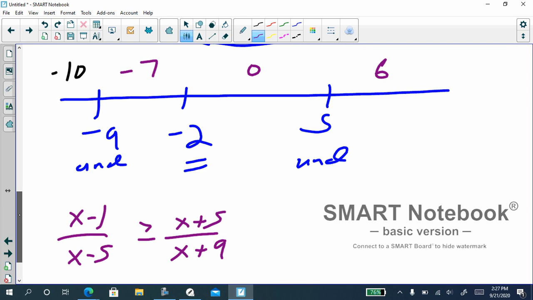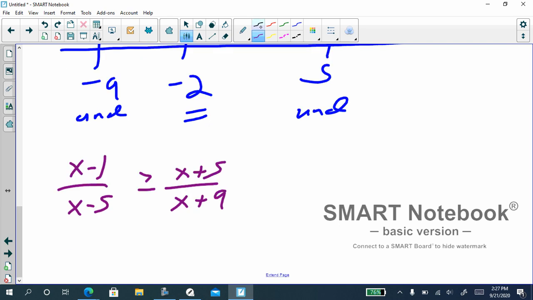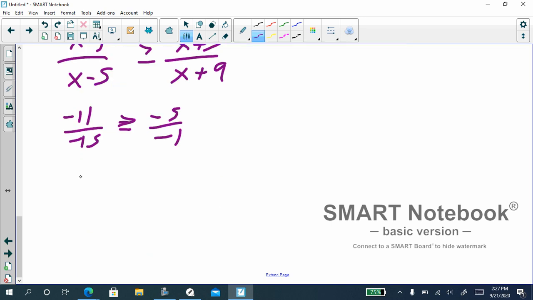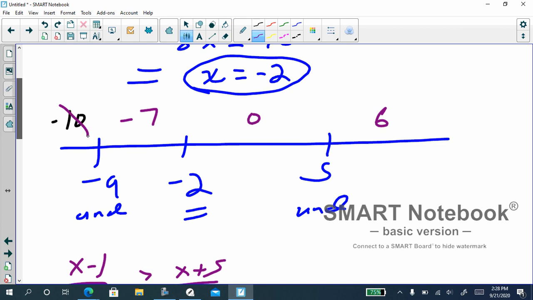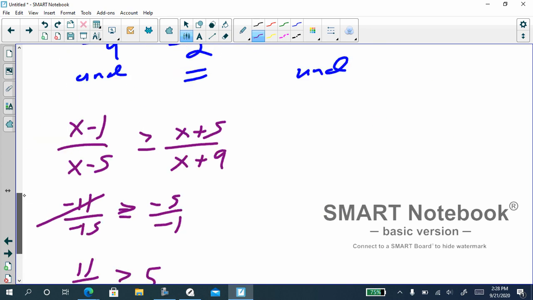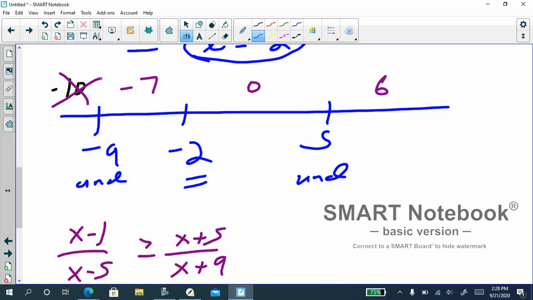And then we're going to plug in each of our test points. So if we plug in a -10, we get -11 over -15. On the other side, we would get -5 over -1. So we would get 11/15 is greater than or equal to 5. Well, that's not true. 5 is bigger. So that doesn't work.